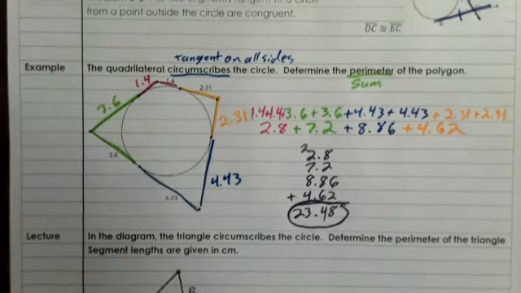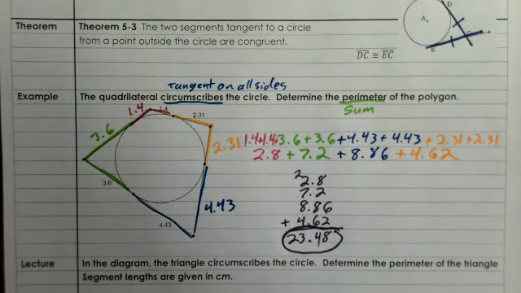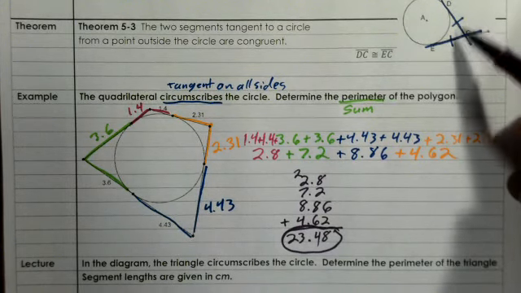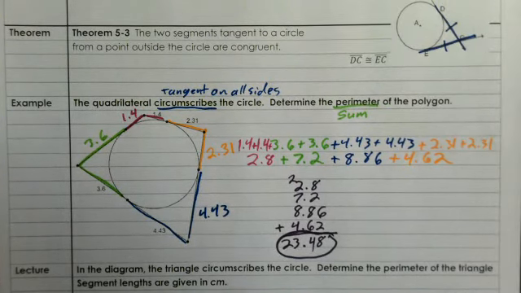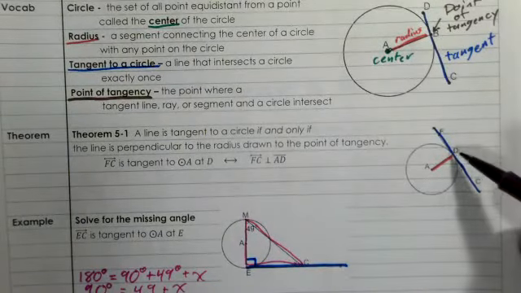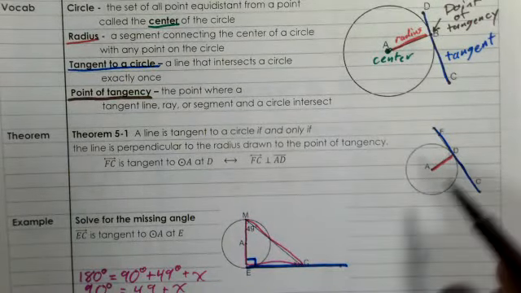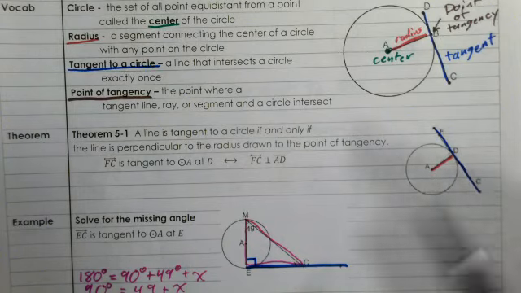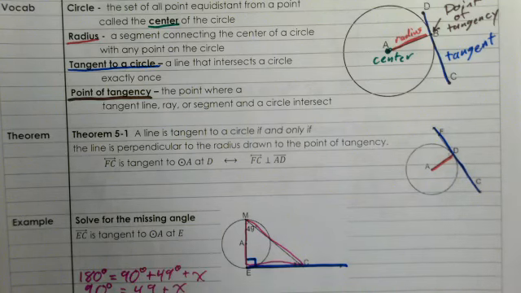And that's it for the video. So two things to remember: if you've got two tangent lines that meet on the outside, they are congruent, as well as if you've got a line that is tangent, it's perpendicular. And if you've got a line perpendicular to a circle's radius, then you know it is tangent.